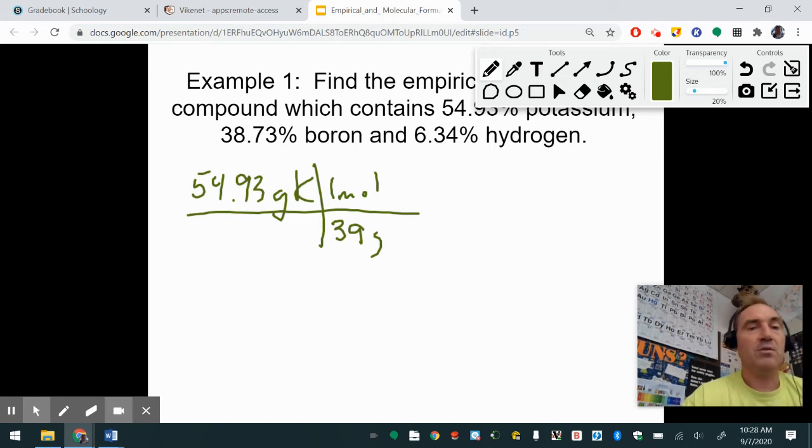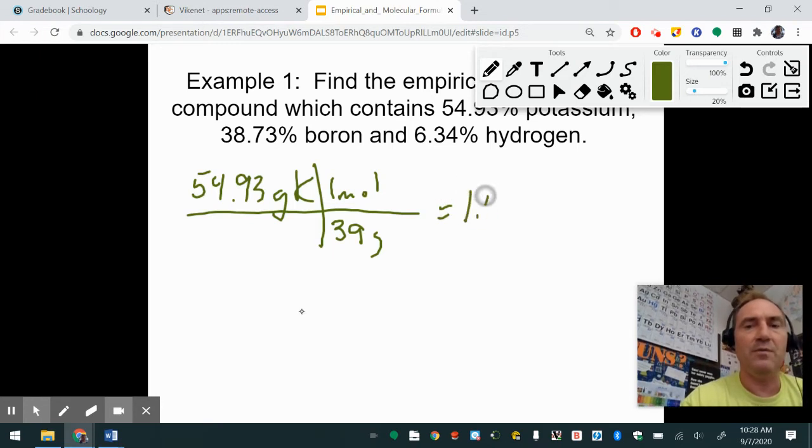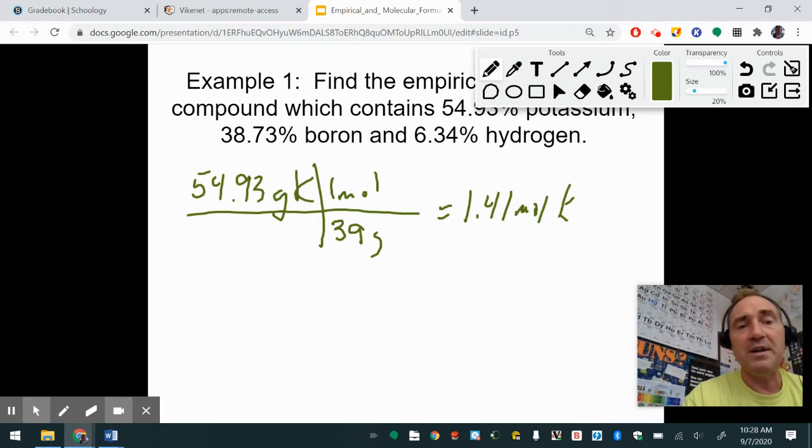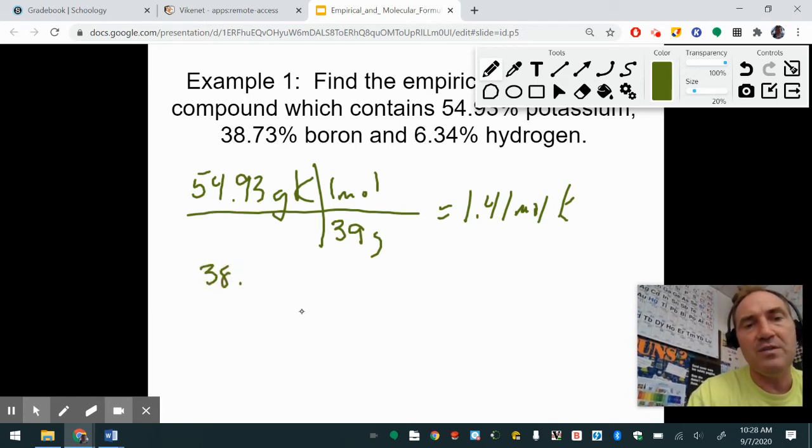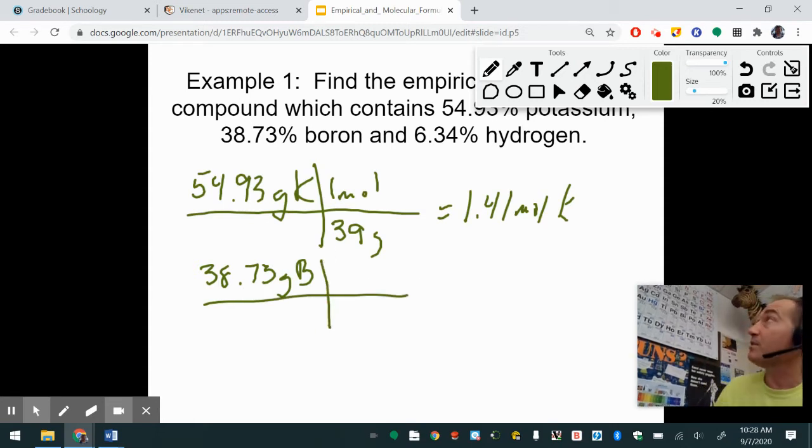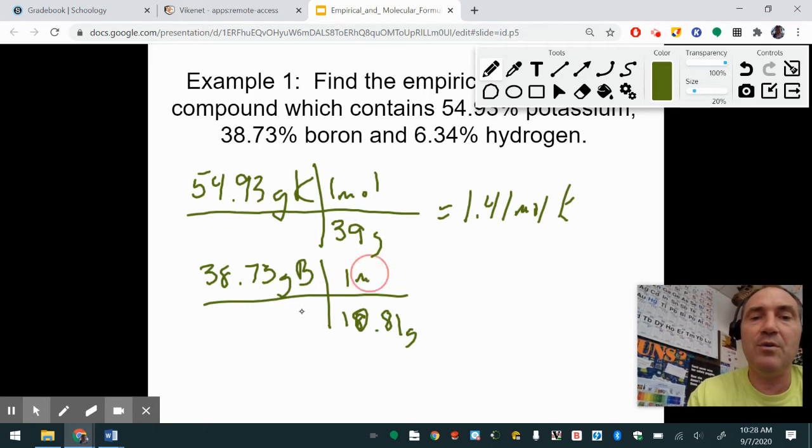Okay, so we're going to find moles. 54.93 divided by 39. If you have a calculator, follow along on your own. You get 1.41 moles of K. And now we're going to repeat with boron. So boron is 38.73 grams of B, and you look up on the chart and find that boron is 10.81 grams in 1 mole.